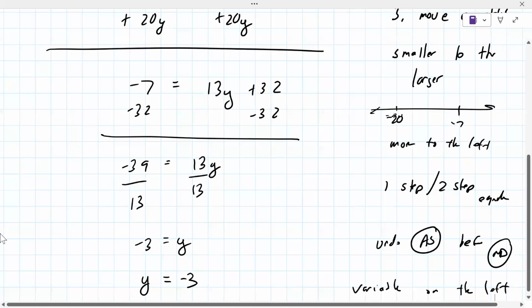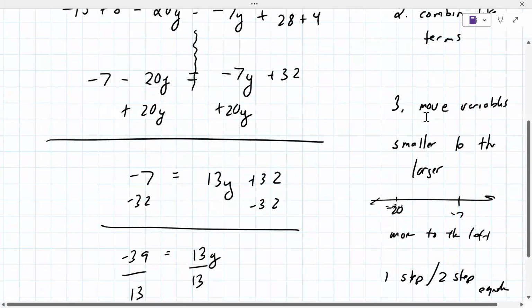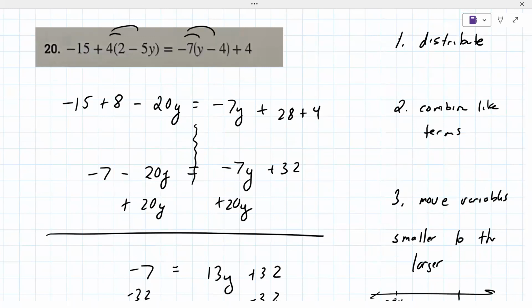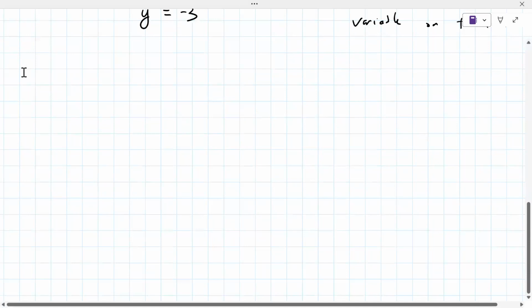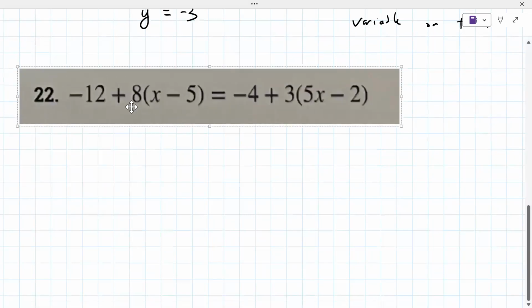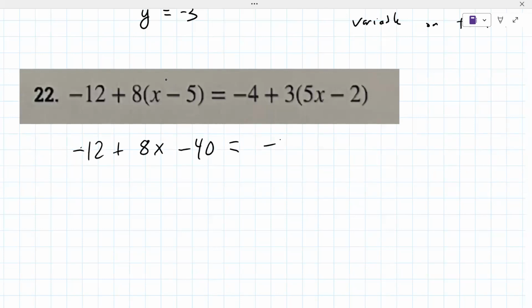Yes, perfect. So this list I made on the right of distributing, combining like terms, and moving variables, it applies to all of these problems here. So we'll just move to 22. The only thing to be careful of when you're distributing is to make sure you get it to both terms. There's really not any other ways to have issues here.